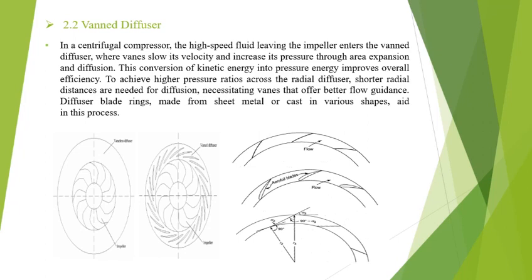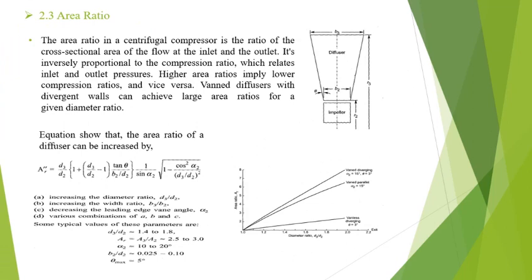After this we discuss area ratio. The area ratio in a centrifugal compressor is the ratio of the cross-sectional area of flow at inlet and outlet. It is inversely proportional to the compression ratio, which relates inlet and outlet pressure. A higher area ratio implies a lower compression ratio and vice versa. A diffuser with divergent walls can achieve a large area ratio for a given diameter ratio.